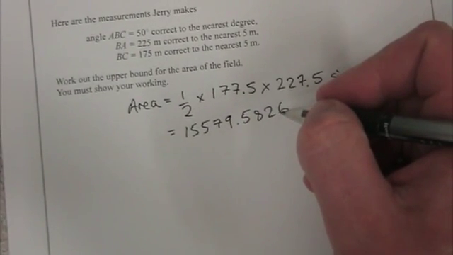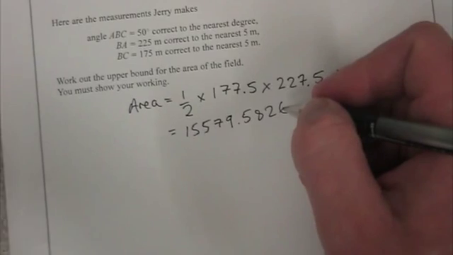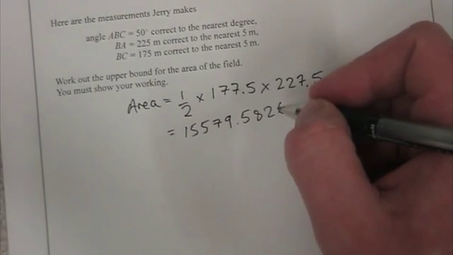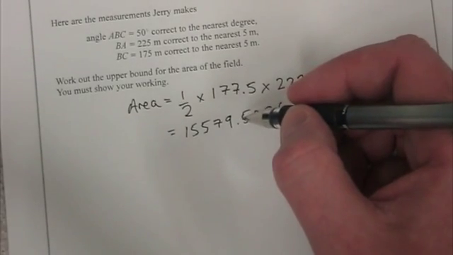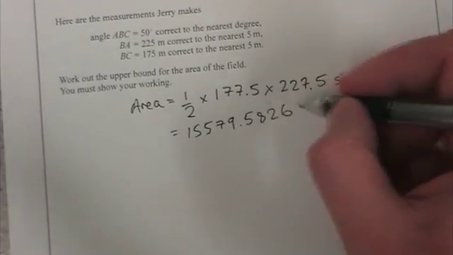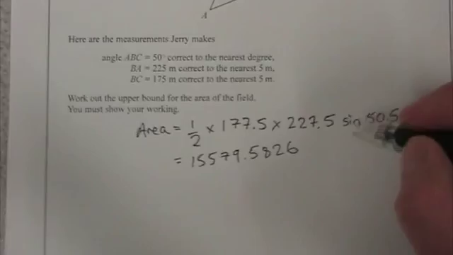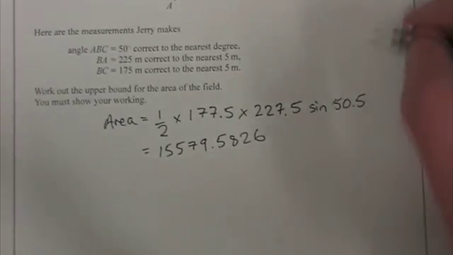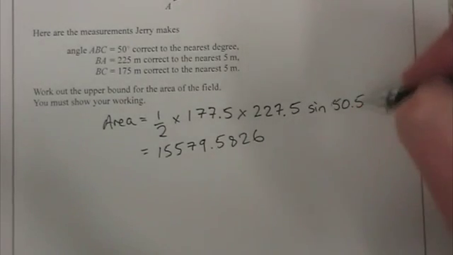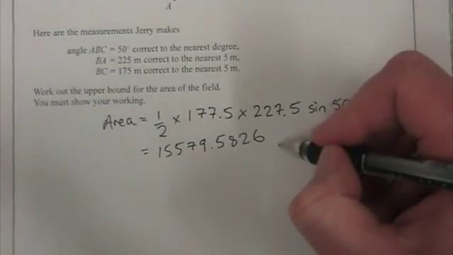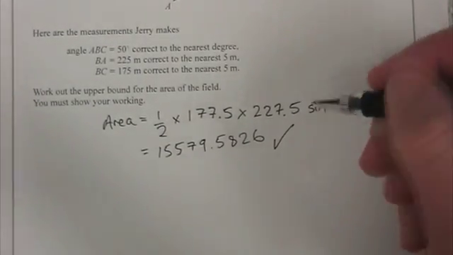Now, the answers accept anything in the range 15,500 up to 15,600, so that's acceptable to them. It was a 3-mark question. A mark for selecting the right formula, a mark for substitution, and a mark for the final answer.